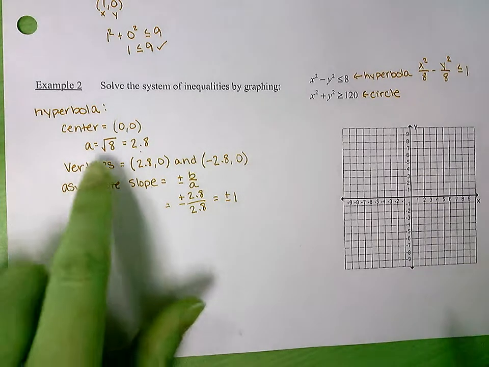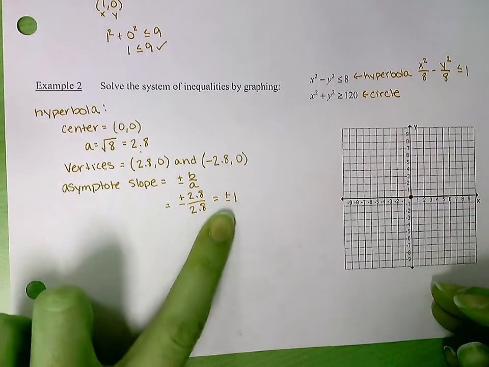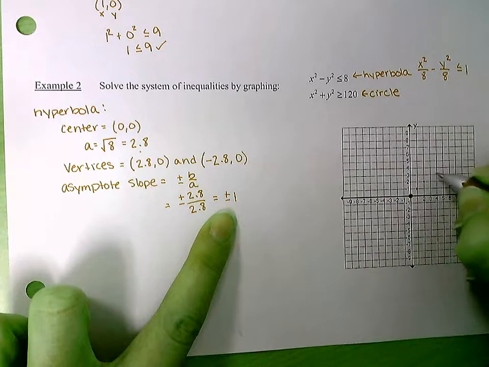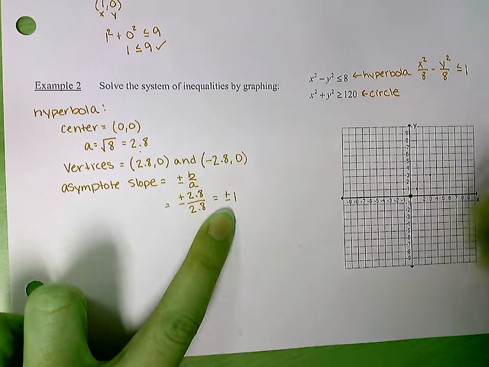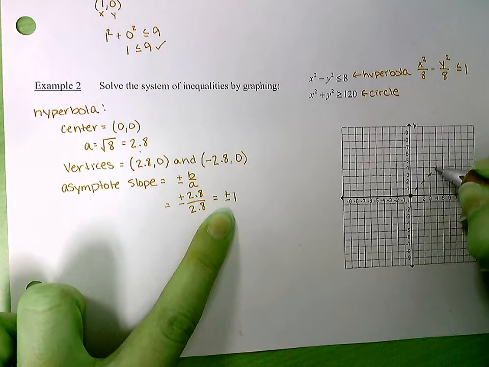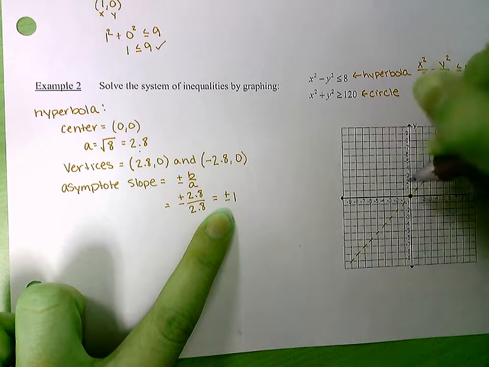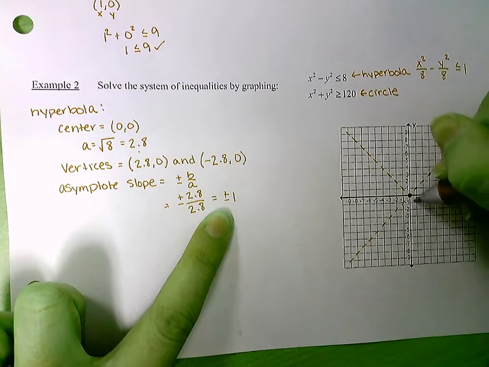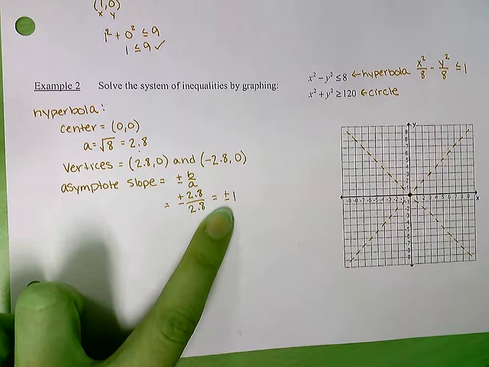To do that, I'm going to first graph my center, which is at 0, 0. Next, you need to graph your asymptote slope. Since it's negative 1 and 1, it's just going to go up and to the right one, up and to the left one, so it makes that X pattern. So I'm going to draw in my asymptotes here, and then this one over here. All right, so these are my asymptotes.